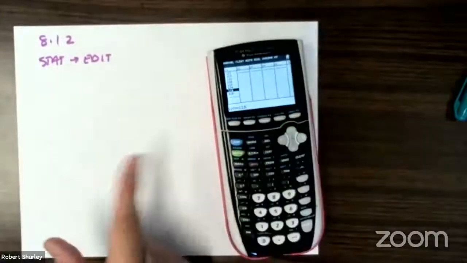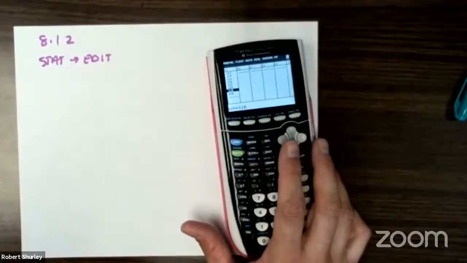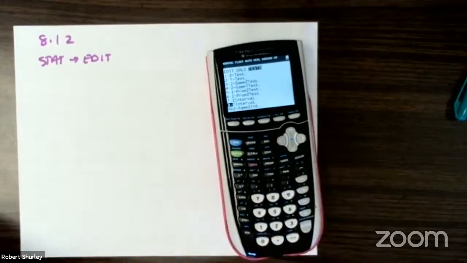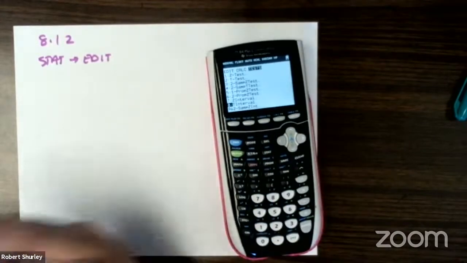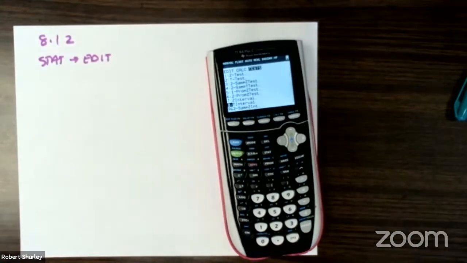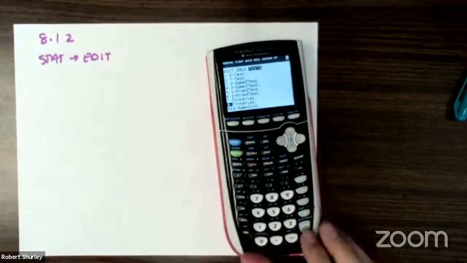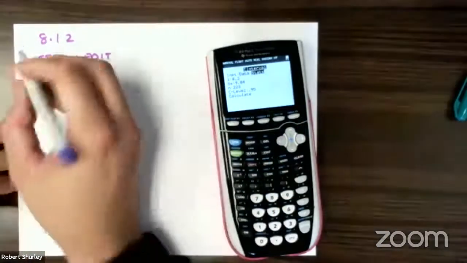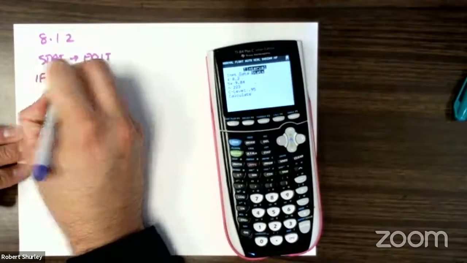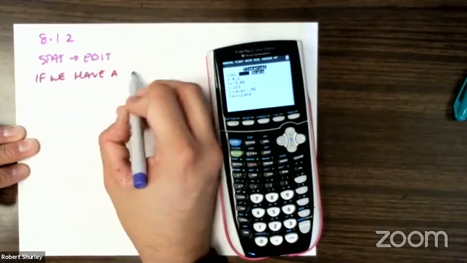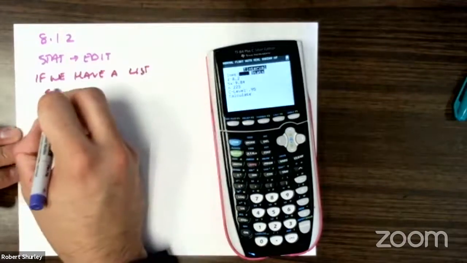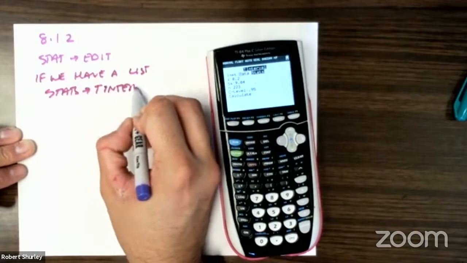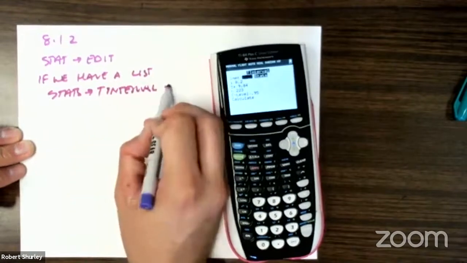So now when we go back to stat and then tests, we go back to the T interval, because this is a sample, right? We do not know the population standard deviation. We just have a sample. So we go to T interval, hit enter, and notice now instead of stats, we need to go to data. So if we have a list, go to stats, T interval, but now we're going to choose data.